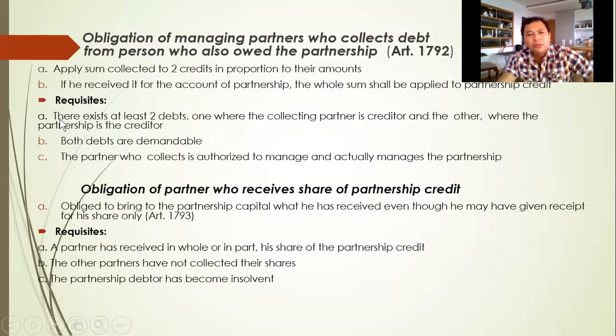So the requisites here: there exist at least 2 debts, one where the collecting partner is also a creditor, and the other where the partnership is the creditor. So both debts are already demandable, and the partner who collects is authorized to manage and actually manages the partnership. Okay, so just remember that whenever the partner collects and issues a receipt in his own name, letter A will apply. If he issues a receipt in the name of the partnership, then letter B will apply.